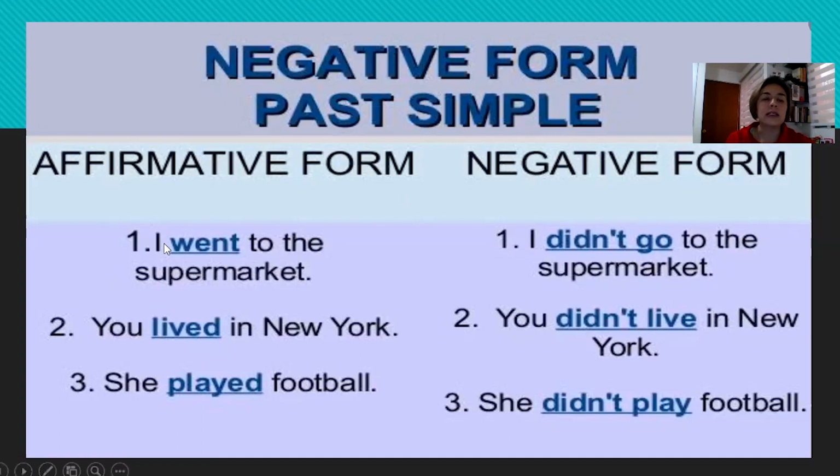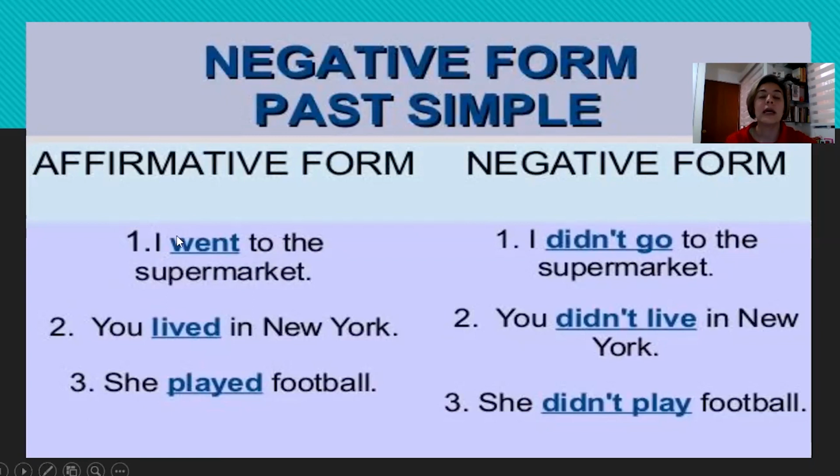So, the sentence says, I went to the supermarket. The negative statement or the negative form is, I didn't go. You lived in New York. You didn't live in New York. She played football. She didn't play football. What is going to happen?